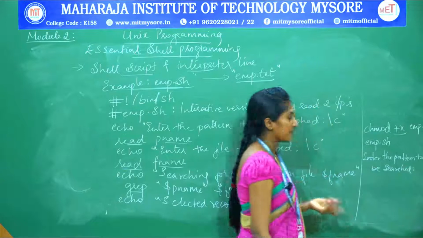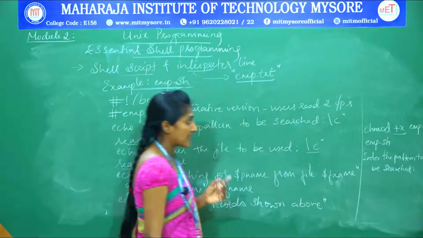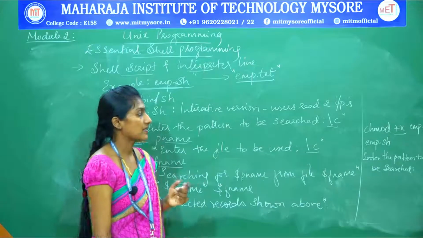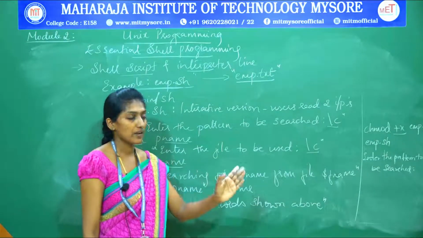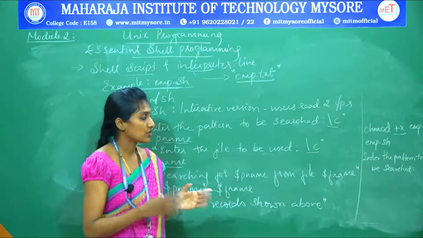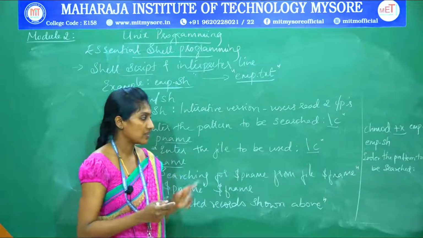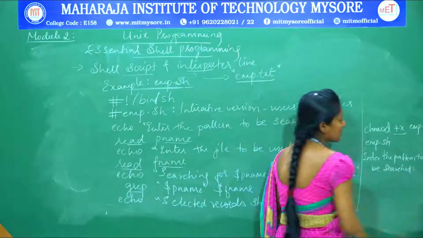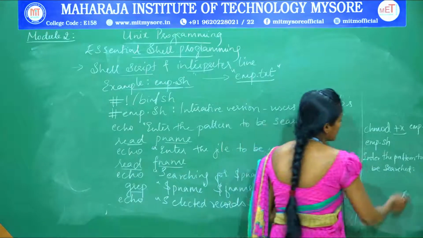So what does this \c represent in both the echo statements? \c represents that the cursor has to be placed on the same line, and it should not give the enter after entering the content here. So the cursor will be placed right after the content entered here itself.